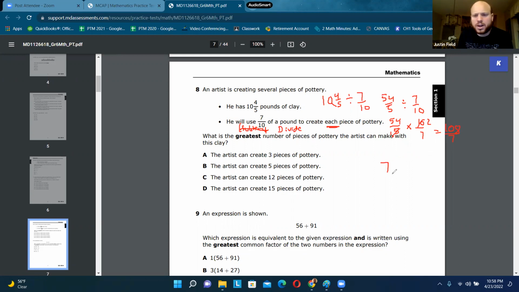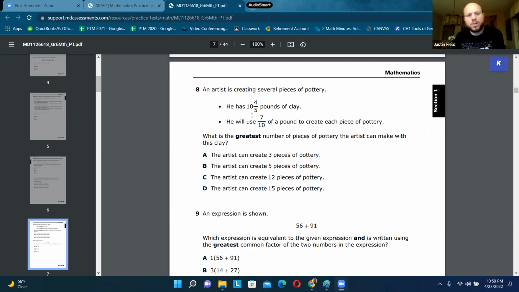7 going into 108? Who would know? 7 goes into 10 one time. And 7 goes into 38 5 times, with a remainder of 3. So that means that he can create 15 pieces of pottery, and then I'll have a little bit of clay left over. That was a fun problem.